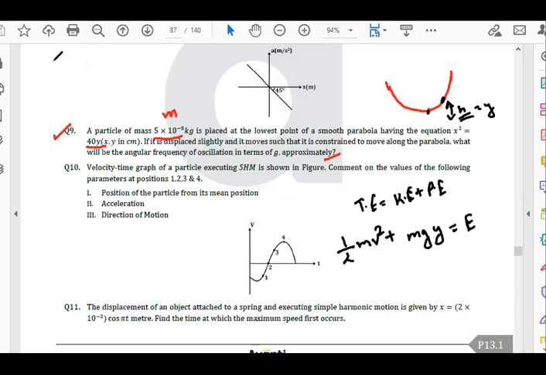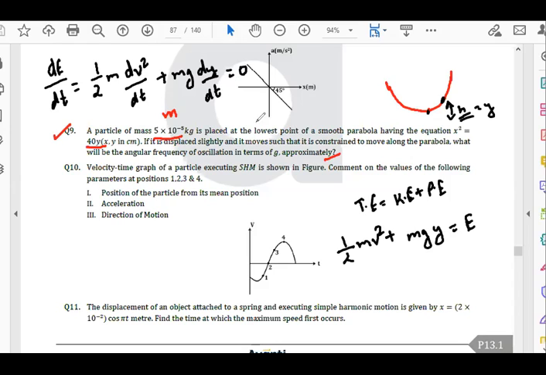Now we know that total energy is constant. So find dE by dt. What is dE by dt, everyone? It will be half m d(v square) by dt plus mg dy by dt is equal to 0 because E is a constant. Yes or no? Step by step. Everyone is getting till this step?